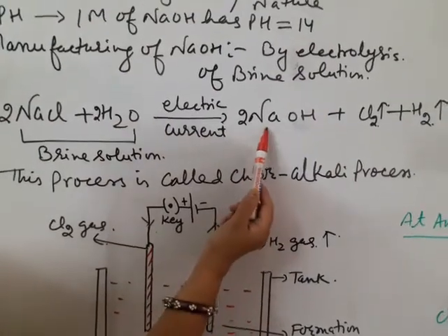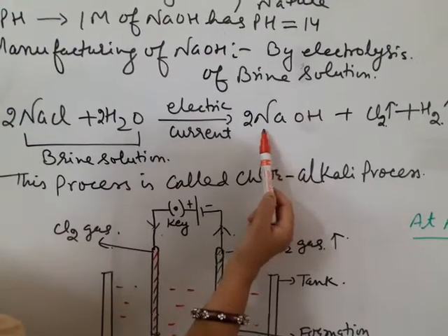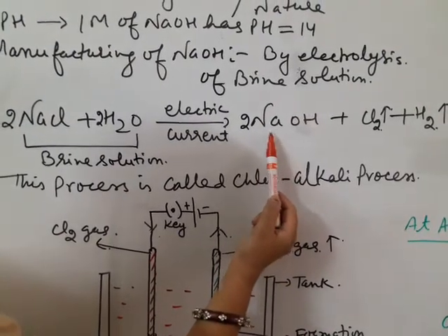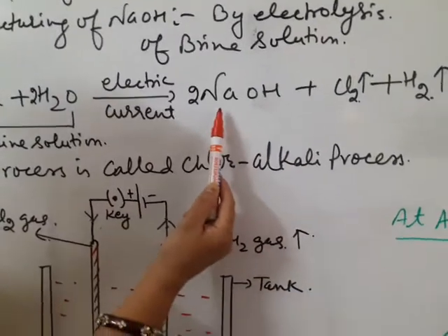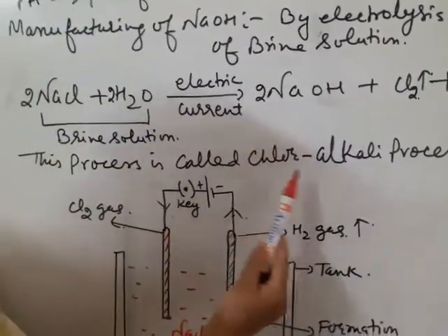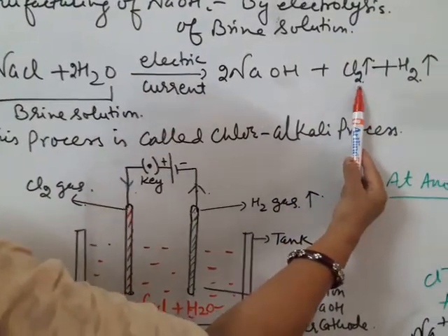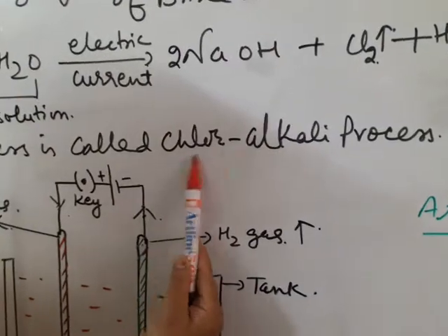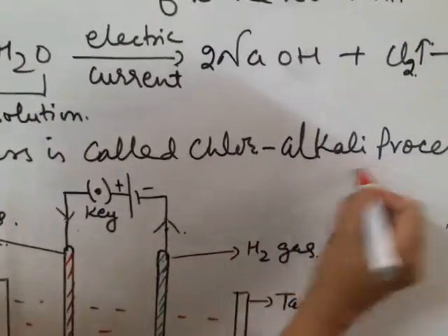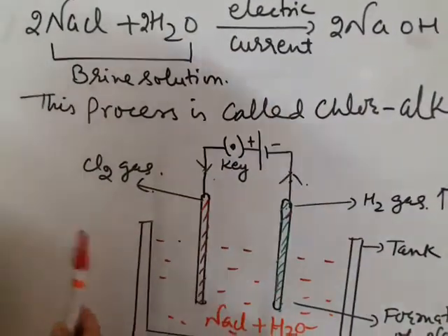Because, one, an alkali is formed, alkali is sodium hydroxide. Why it is called alkali? Because it is highly soluble in water. It is a base which is highly soluble in water, that is why it is called alkali. And the second by-product is chlorine, that is why this process is called chlor-alkali process. This process is called chlor-alkali process.